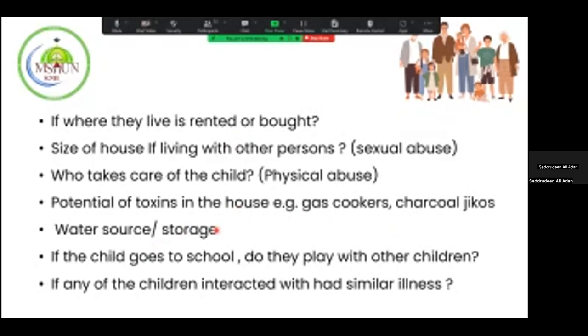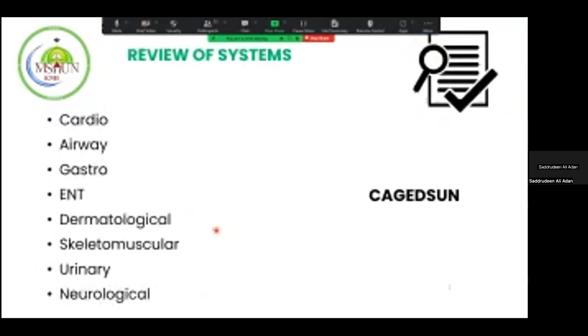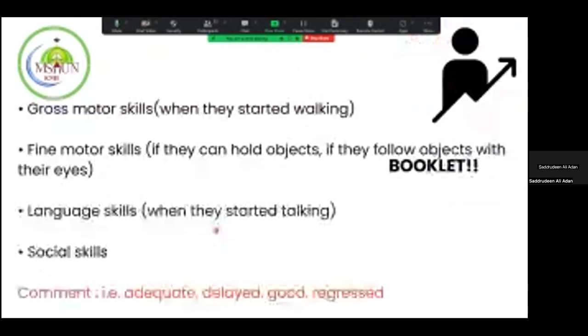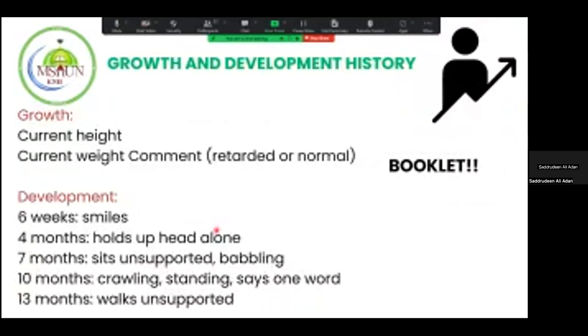So for the review of systems, basically now you're coming to ask about any systems that might be involved or might be affected because of the disease. You're just ruling them out. So for example, the mnemonic here is CAGED. And remember the growth and development history I didn't mention, you can still find it in the booklet.